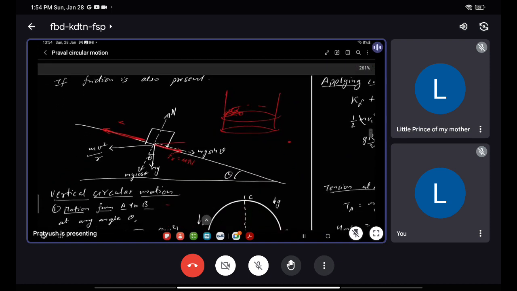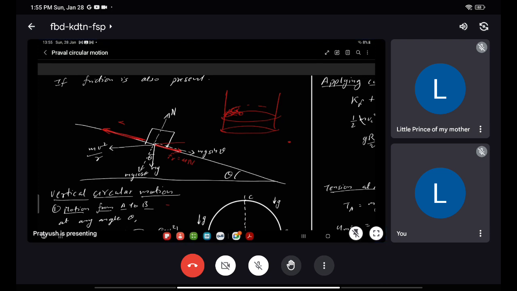Next, if friction is also present. Now what will happen if friction is present? If friction is present, then this friction will support the banking of road: mg sin theta along with mu times normal reaction N. Copied? Yes, sir.